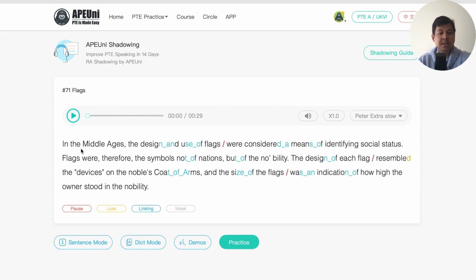Okay, let's start from the beginning. In the Middle Ages, the design and use of flags, and then pause, were considered the means, and then we have to link again because we have an 'of', the S sound and 'of' afterward, were considered the means of identifying social status.